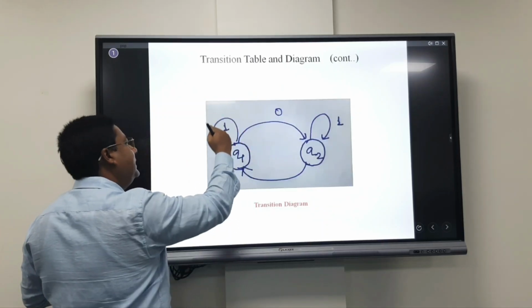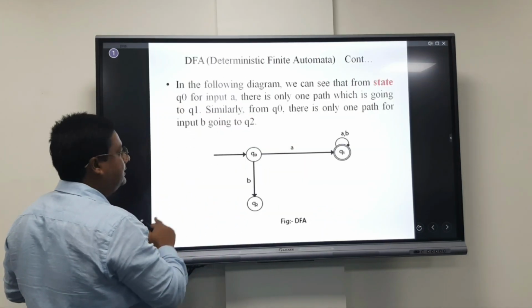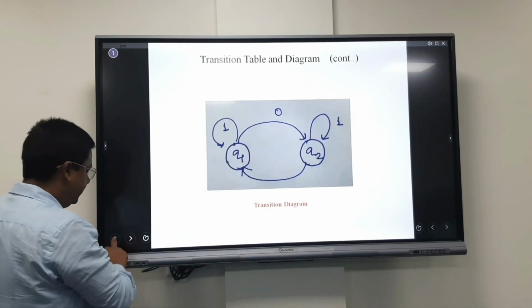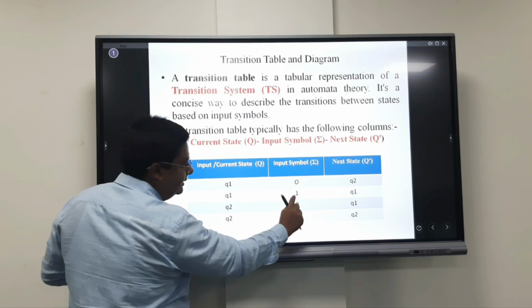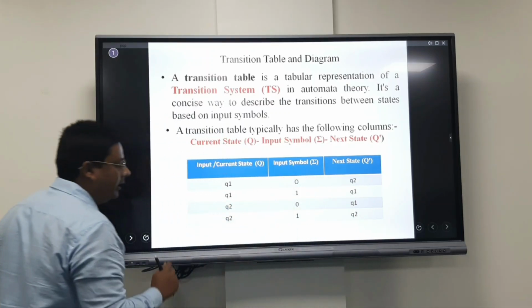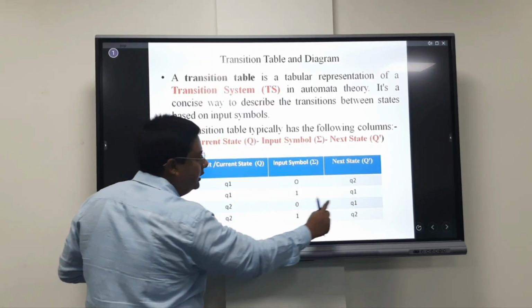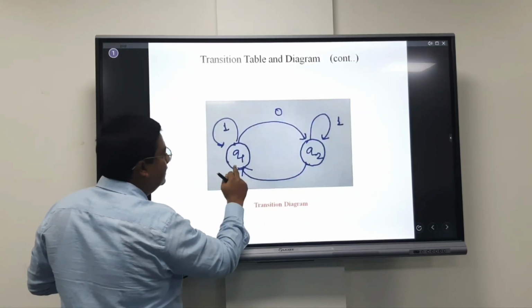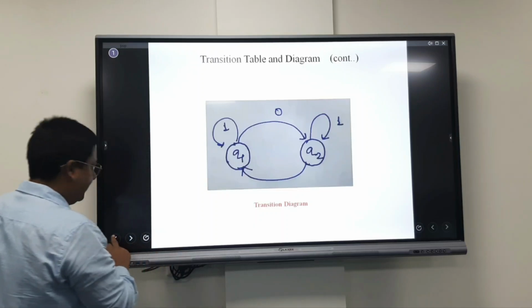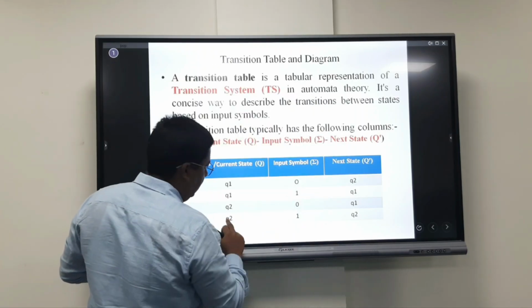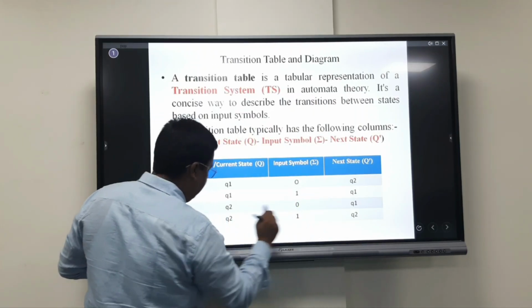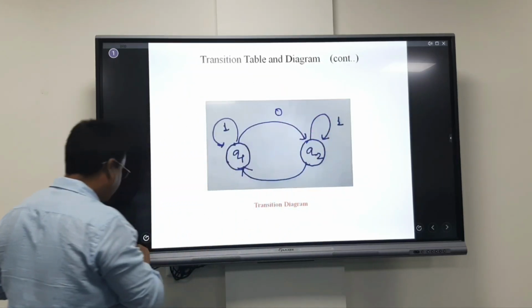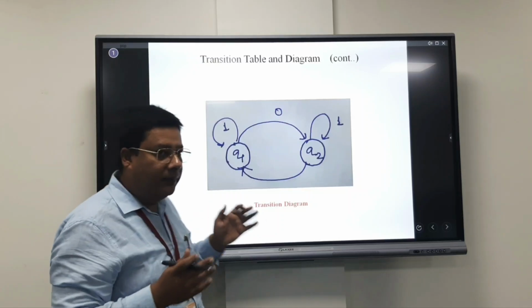Q1 is maintaining its state to Q1 when the input is 1. See, Q1 is maintaining its state when 1. And what about Q2 at 0? This is going to Q1. Q2 at 0, 0 is going to Q1. Now Q2 at 1, input 1 is staying at Q2. This is the transition diagram of the same.